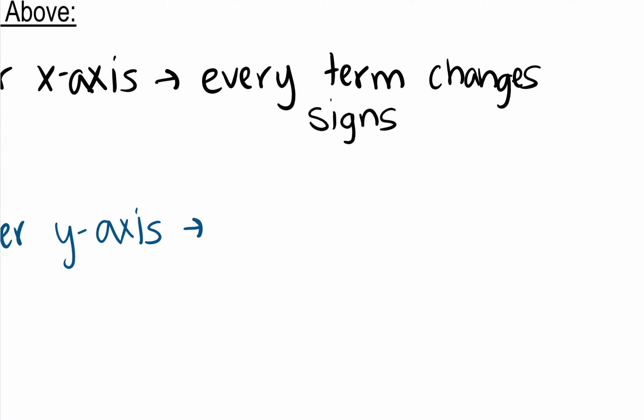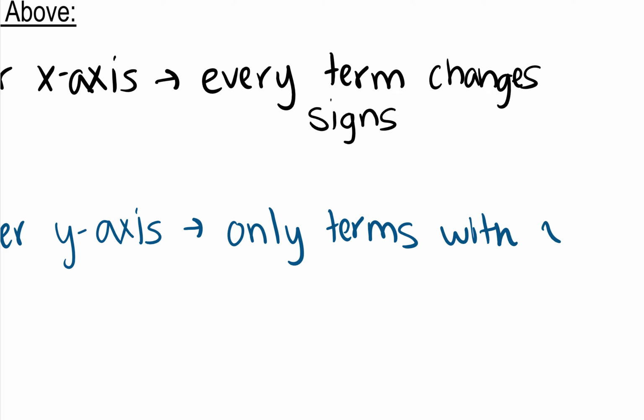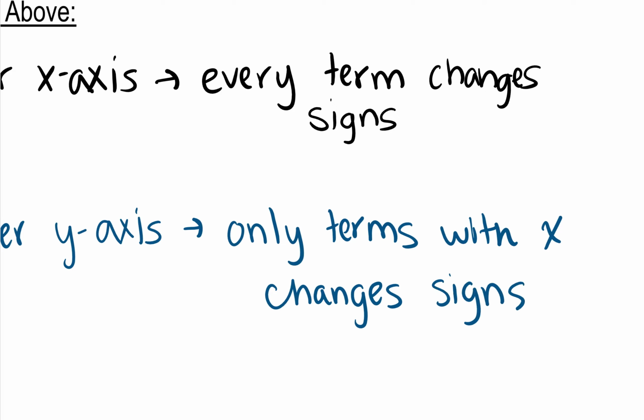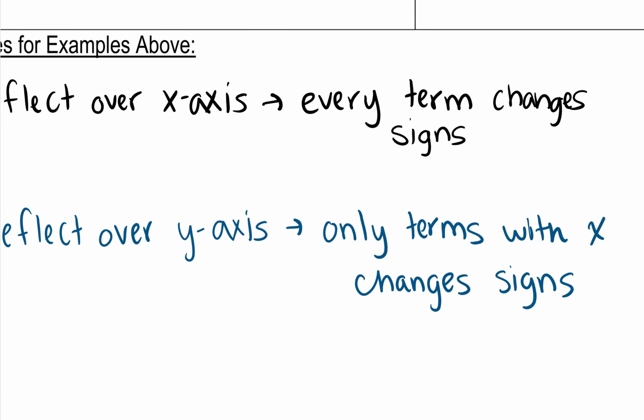To reflect over y, only the terms with x change signs. So I either have all of them change or just x. If it's just x, I reflect over y. If it's everything, I reflect over x. Okay? So let's look at these two. Oh my goodness, if it'll scroll up for me. Okay, here we go.